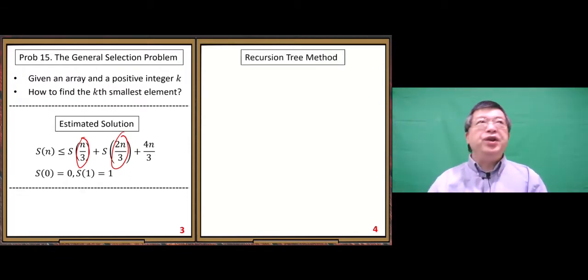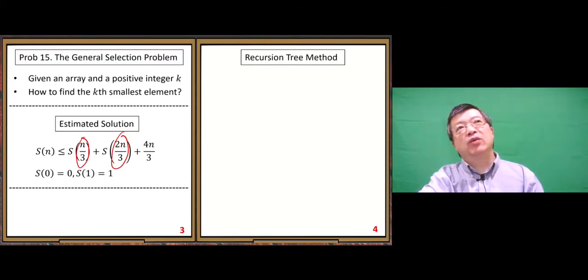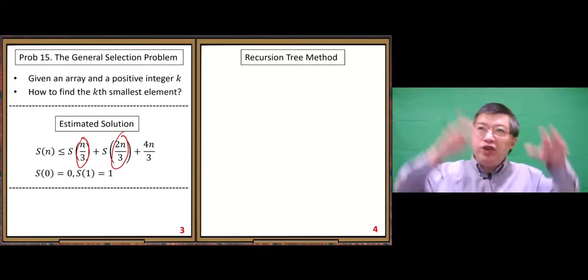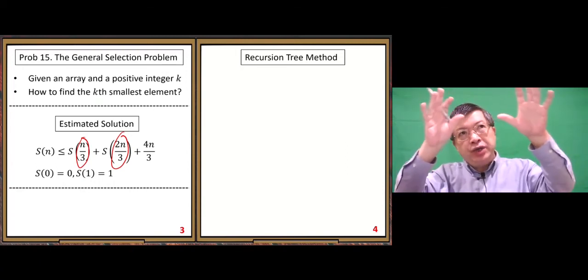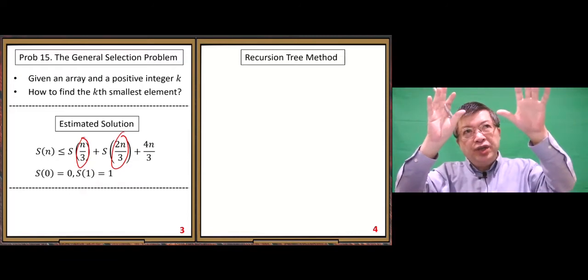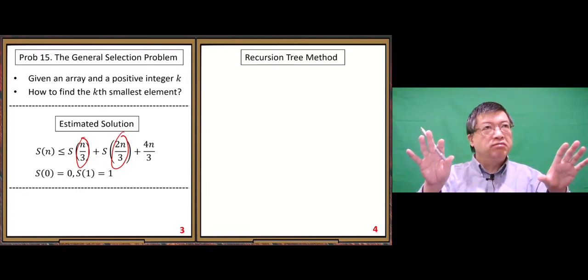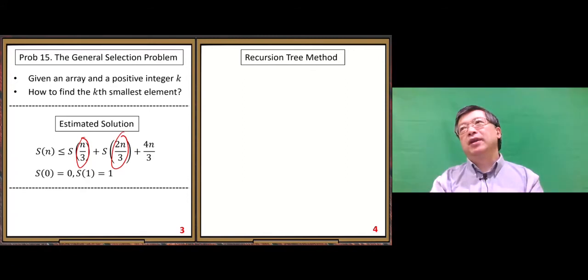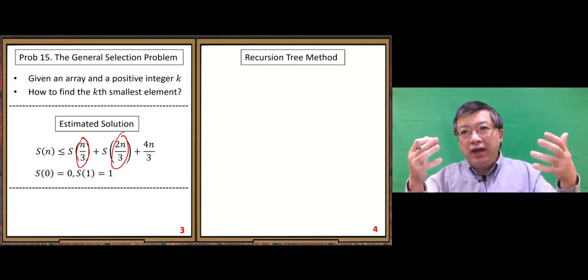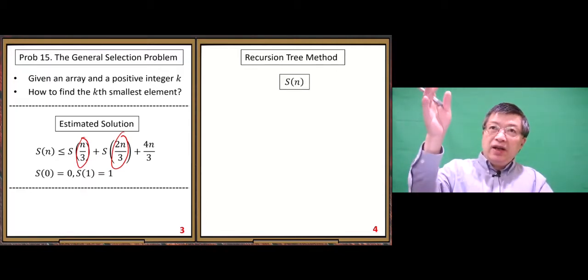Here we will use a new method. This method is called the recursion tree method. We will draw a tree. So we visualize the whole procedure. Drawing a binary tree and use this tree to represent the cost components in a well-organized way. Then we can derive the answer. So that's the idea. All right. Let's start.